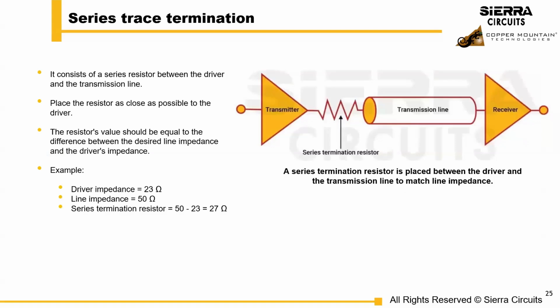So we're going to talk briefly about some series trace terminations, parallel trace terminations, and some routing, and then I'll pass it over to Brian. So series trace termination involves placing terminating resistors between the driver and the transmission line. The resistor is placed close to the driver's side, and its value is chosen such that the combined impedance of the resistor and the driver matches the trace impedance. Here we have shown one instance where the driver impedance is 23 ohms and the line impedance is 50. To match these impedances, we implement a series resistor of 27 ohms near the driver end.